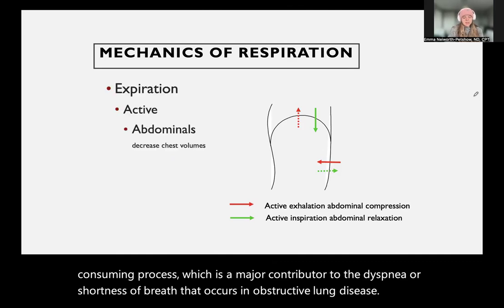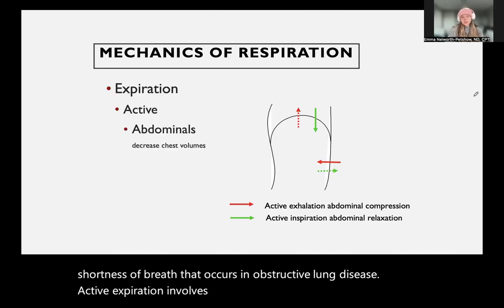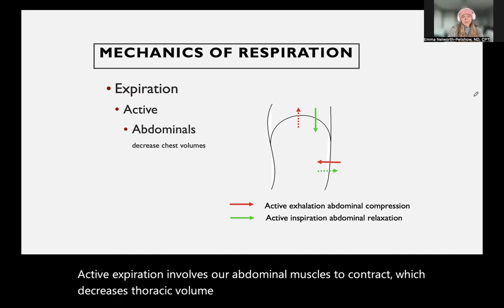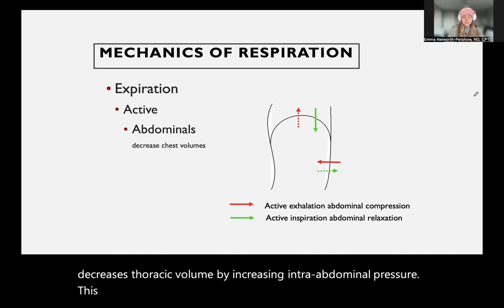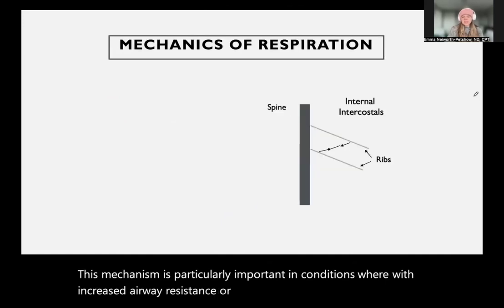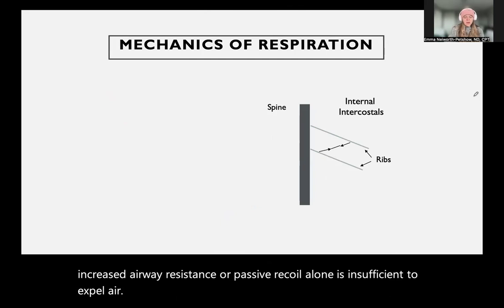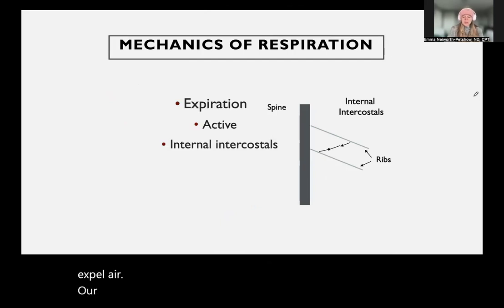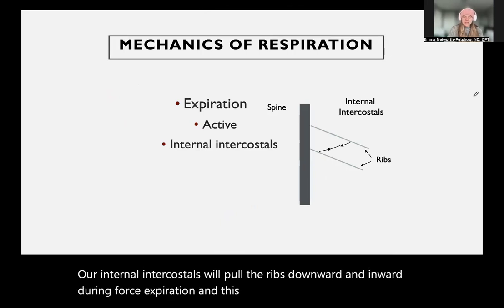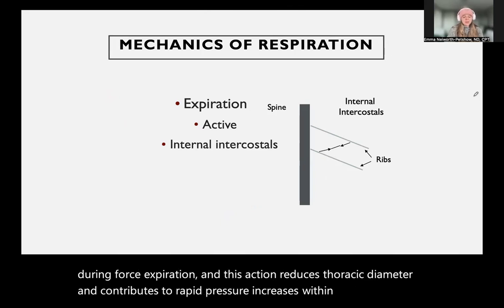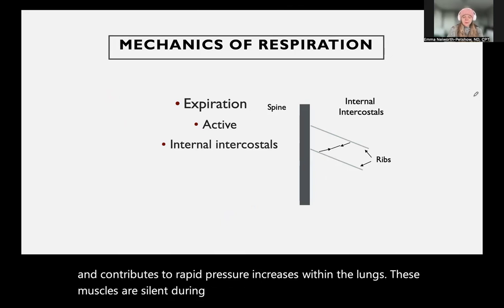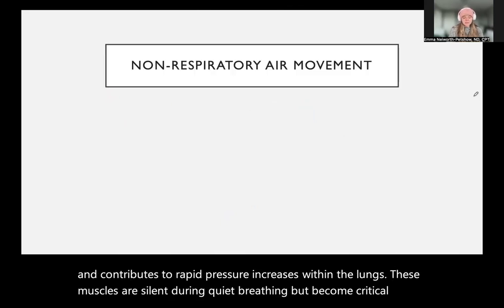Active expiration involves our abdominal muscles contracting, which decreases thoracic volume by increasing intra-abdominal pressure. This mechanism is particularly important in conditions with increased airway resistance, where passive recoil alone is insufficient to expel air. Our internal intercostals will pull the ribs downward and inward during forced expiration, and this action reduces thoracic diameter and contributes to rapid pressure increases within the lungs. These muscles are silent during quiet breathing, but become critical during high ventilatory demand.